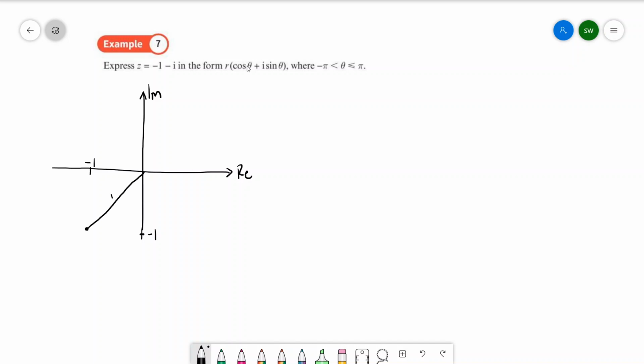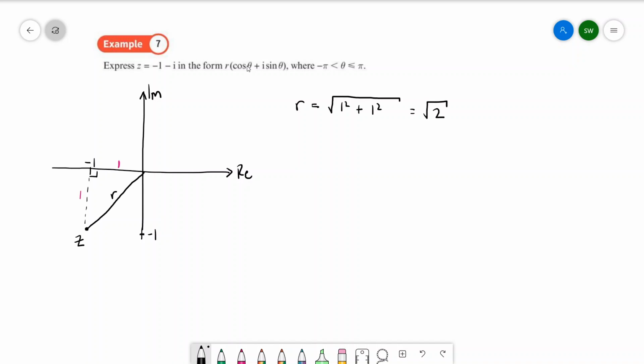So we can find out what r is. Remember, r is the modulus of the complex number, or the distance of the complex number away from the origin. So r is going to be equal to, well, if we draw in a right angle triangle, then we can just use Pythagoras to work out that length r. This length on the right angle triangle is 1, and this length is also 1. So we can just say that r is equal to the square root of 1 squared plus 1 squared, which is √2.